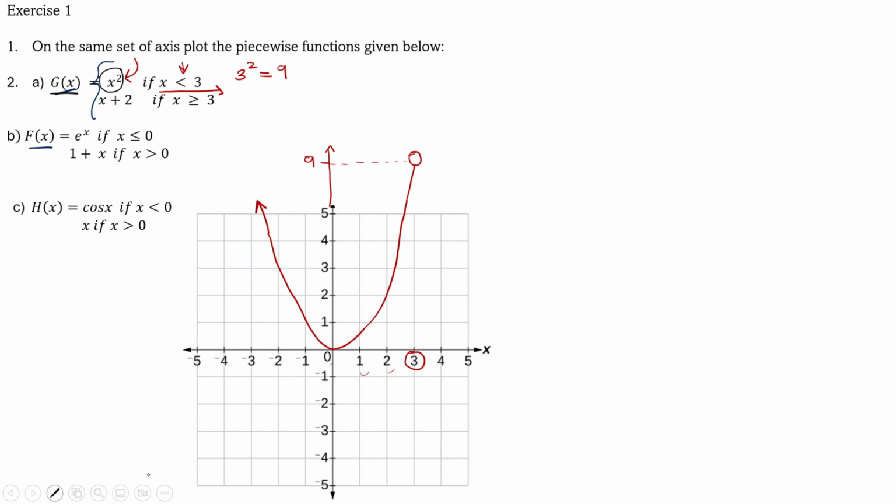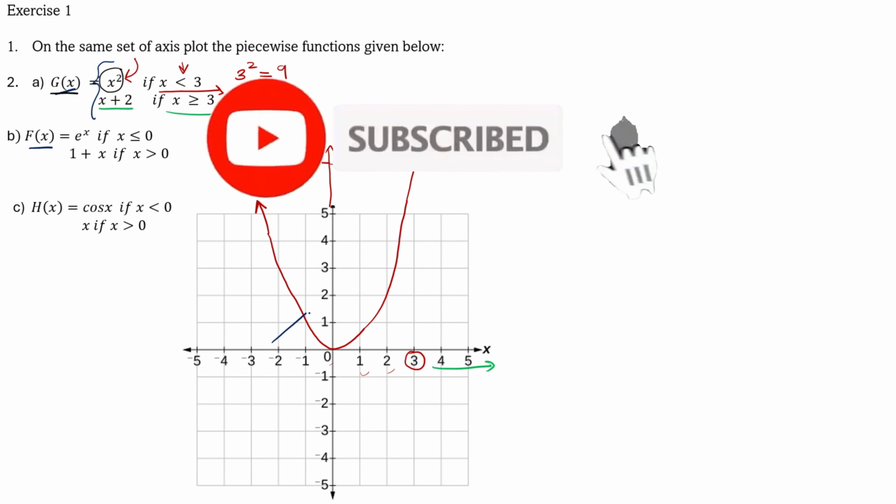Now we move on to the second equation for this piecewise function. The second equation is x plus 2. It's x plus 2 only if x is greater or equal to 3. So after 3, the values that are greater than 3, such as 4, 5, 6, 100, until all the positive infinity values, we are going to use the equation x plus 2. And the equation x plus 2 is an equation of a straight line function whose y-intercept is at 2. But we are not going to draw our straight line somewhere here. We're not going to draw in all this place.